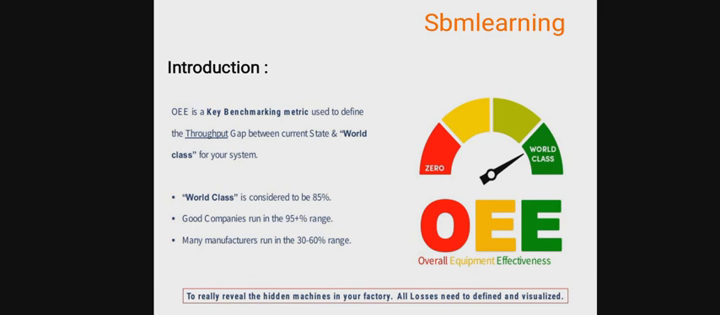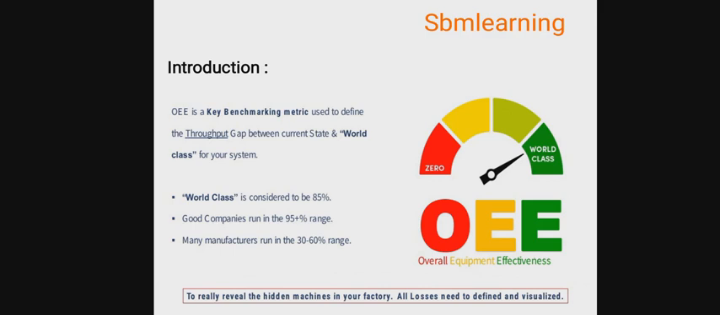Good companies, the top companies that implemented OE a year or more ago, are at 95 or 95-plus OE. And many companies which are just starting, or have only implemented it in the last one or two years, are normal companies, getting a range of 30 to 60% OE.